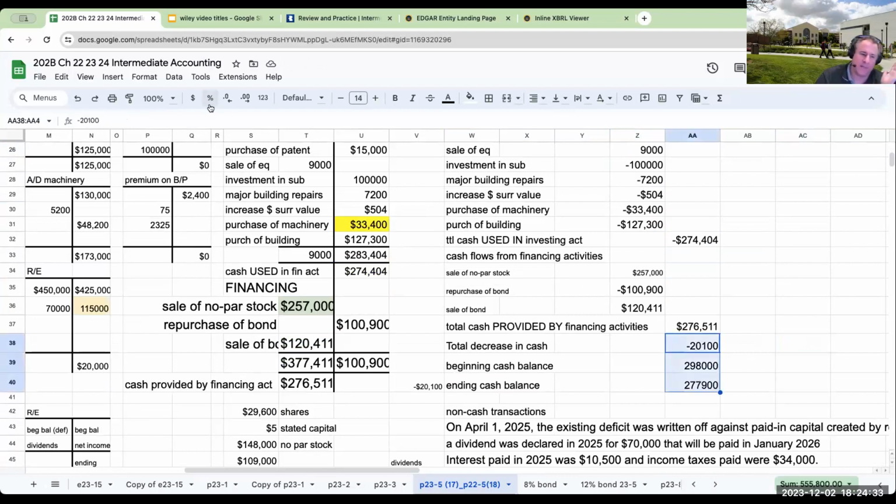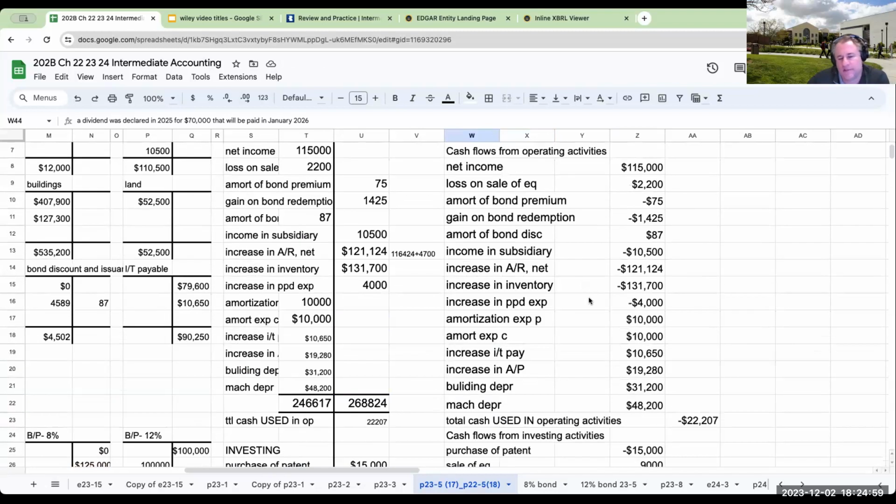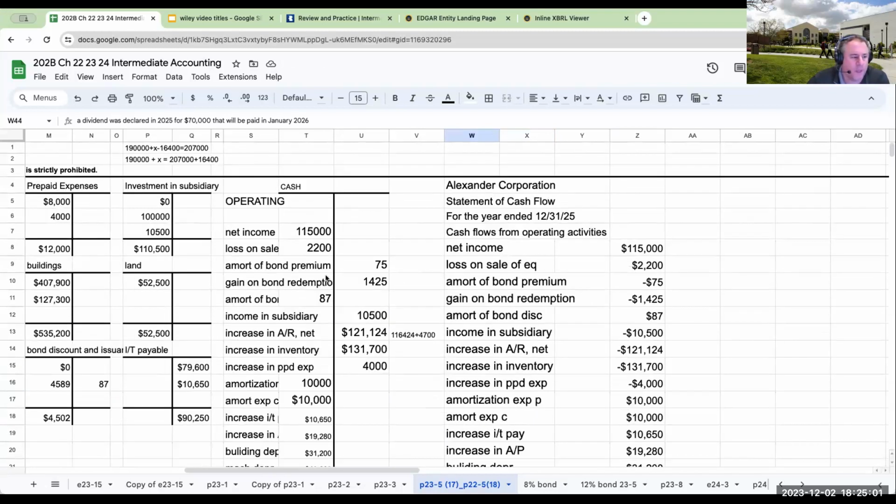I add that to my beginning cash balance. It gives me my ending cash balance. And over here, you've got the non-cash transactions or supplemental disclosures: cash paid for interest and income taxes. And I'm throwing in the dividend over here just to make that clear too, but it doesn't have that in the solution.